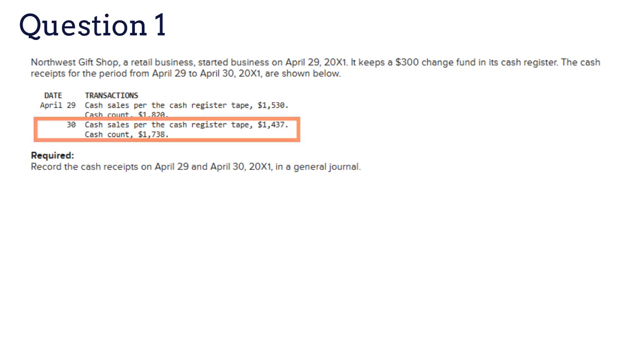We started off with $300 and had sales of $1,437. So, we should have had $1,737 in the cash register, but we don't. We have $1 more in the register. How do you record that transaction?